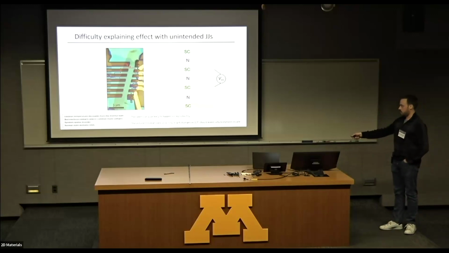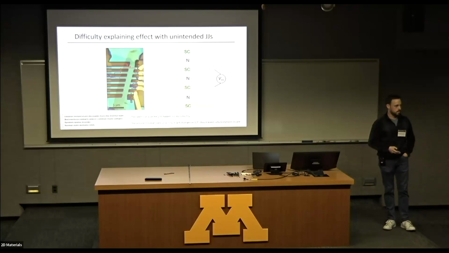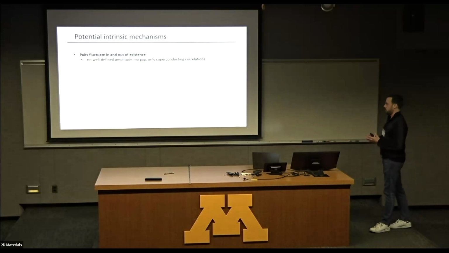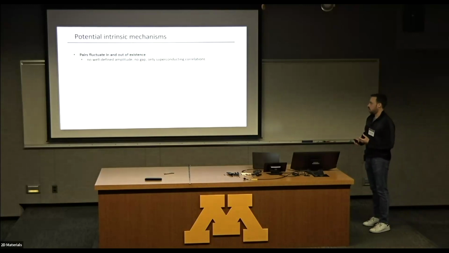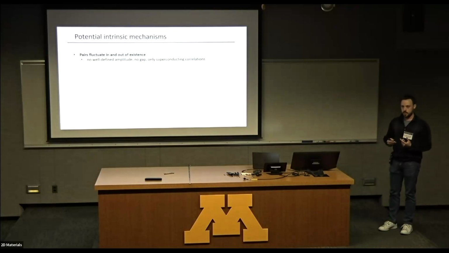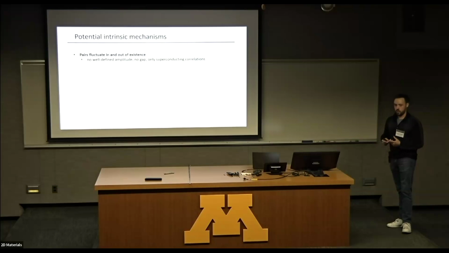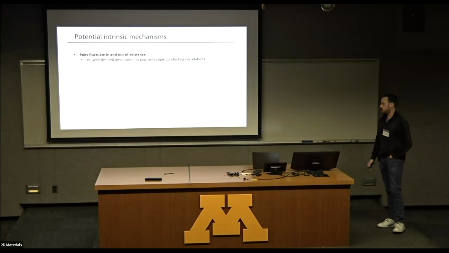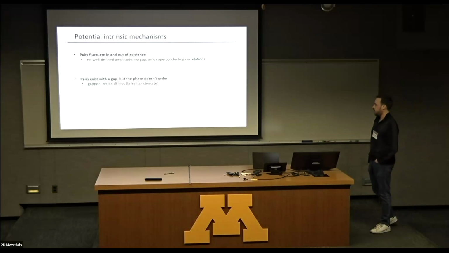Okay, so this is what we've thought of so far, and certainly we're open to other kind of mundane possibilities, but we can't think of any more. So if we start to think about what are the potential intrinsic mechanisms, one possibility is that we have pairs that are fluctuating in and out of existence. So there would be no well-defined pairing amplitude or gap, and we only have superconducting correlations. It's in some sense akin to this paraconductivity regime just above TC in standard superconductors.